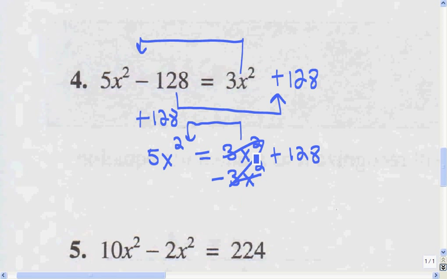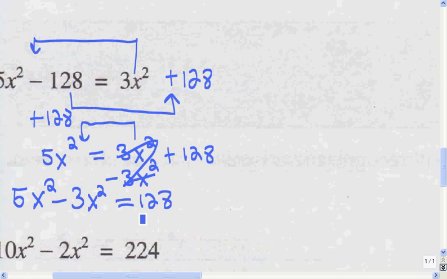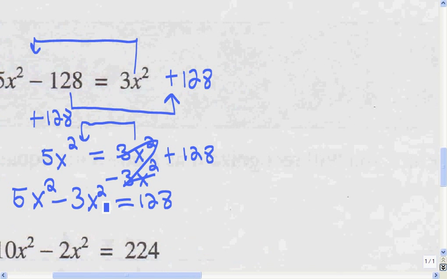That's going to cancel out the 3x squareds, but what I do to one side, I've got to do to the other, so I'm going to subtract 3x squared from this side too. That's going to give me 5x squared minus 3x squared equals 128. So 5x squared minus 3x squared, what's 5 minus 3? 2x squared equals 128.